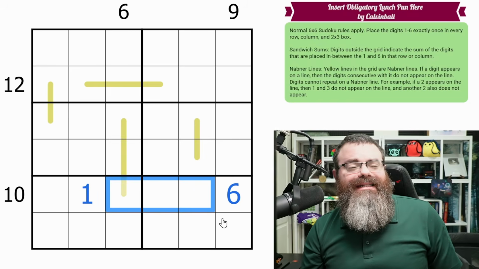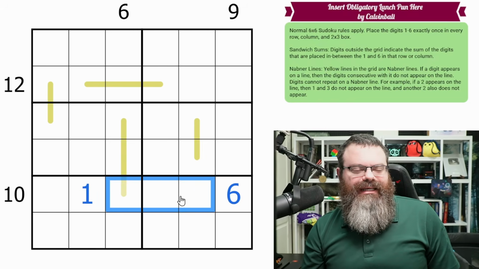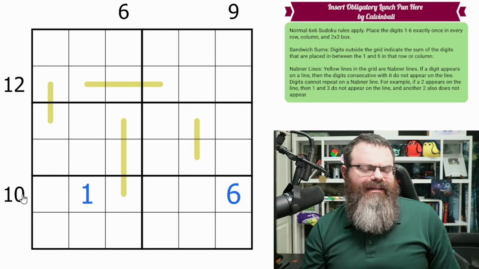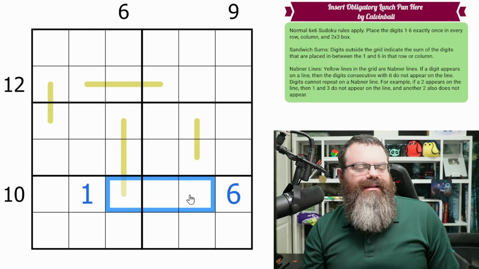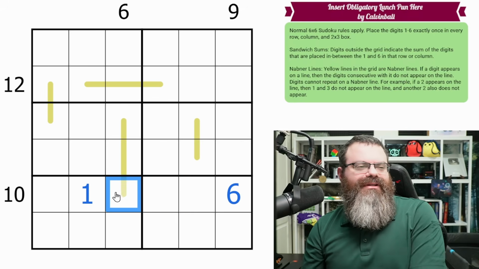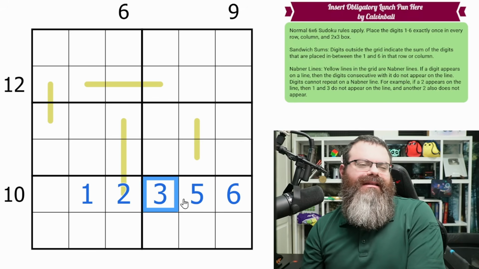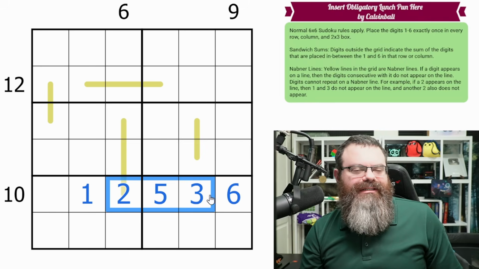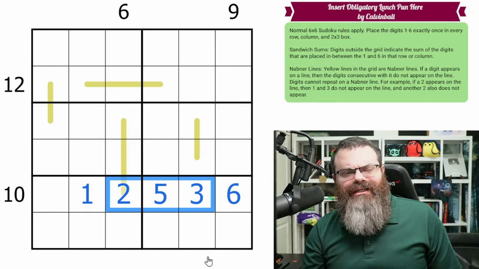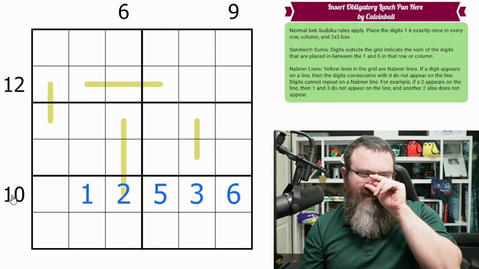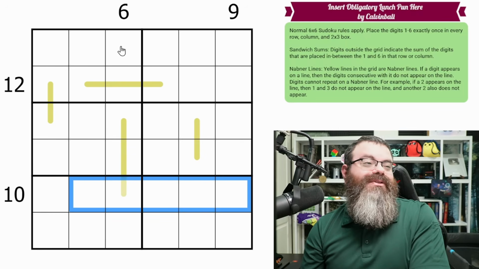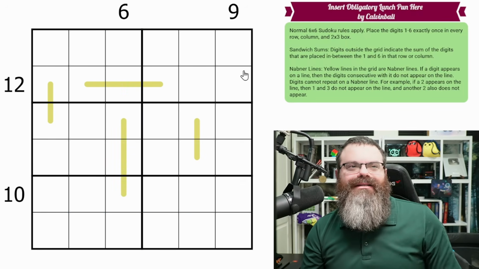And then the digits between the 1 and the 6 sum to the value outside of that row or column. And so these three need to sum to 10. So we could do, for example, 2, 3, 5. And the order doesn't matter. What matters is that between the 1 and the 6, the digits add to 10. And so between the 1 and 6 in this column, they add to 6, etc.